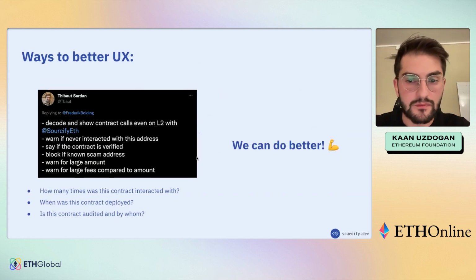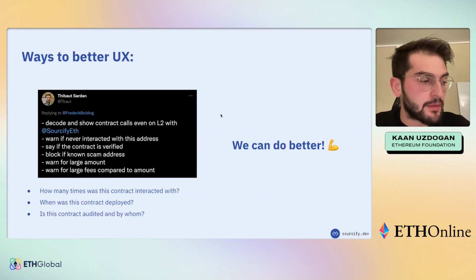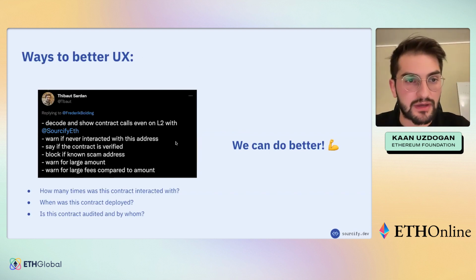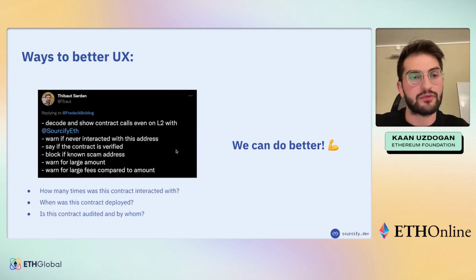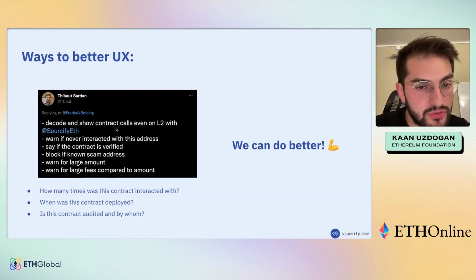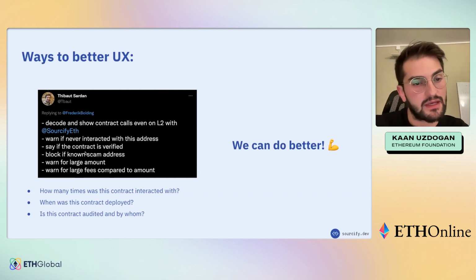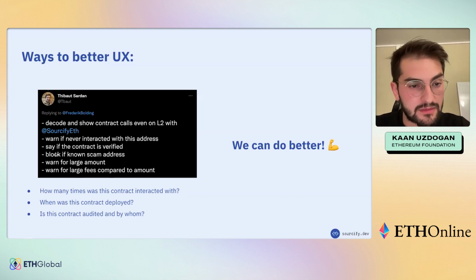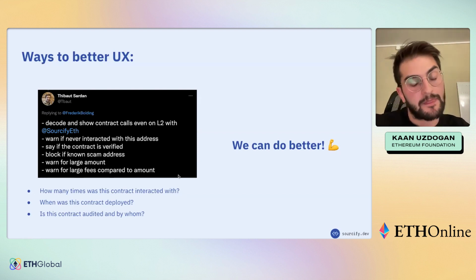Also, apart from being human friendly, there are many more ways for a better UX. So you can decode the contract calls. You can warn the user if they never interacted with the address. You can say if the contract is verified, block if it's a known scam address, or warn if there is a large amount or if there are large fees with the amount.